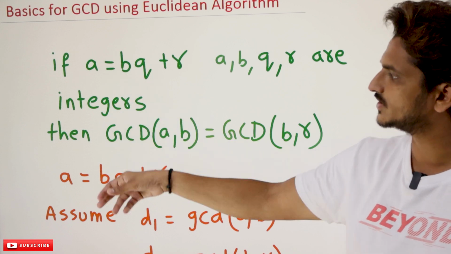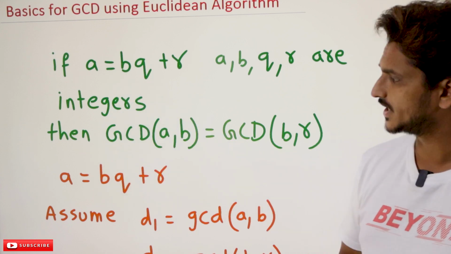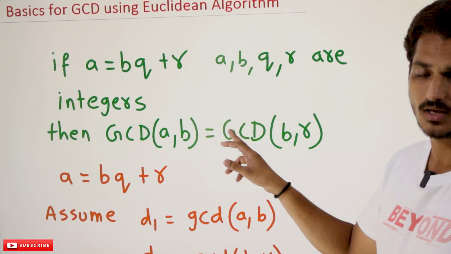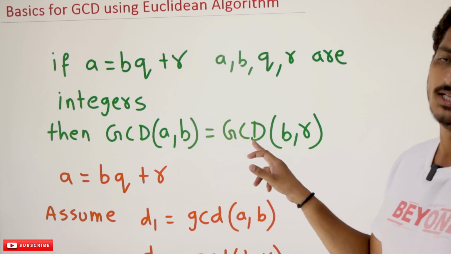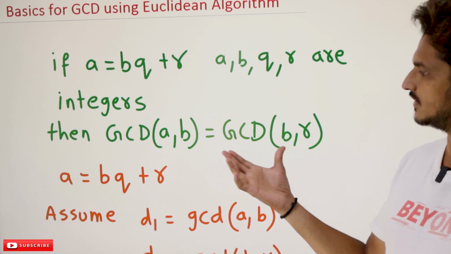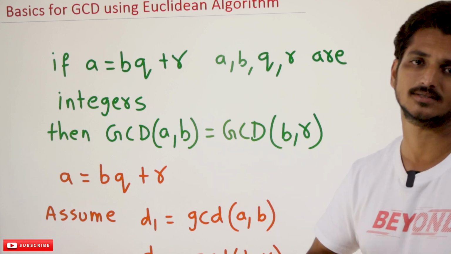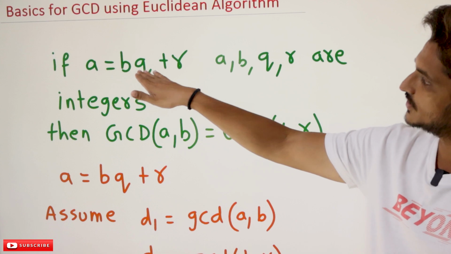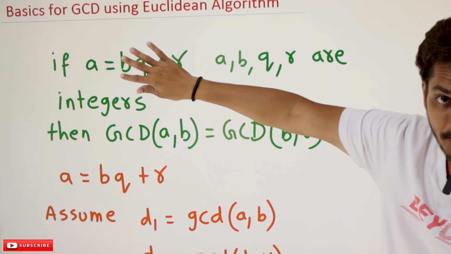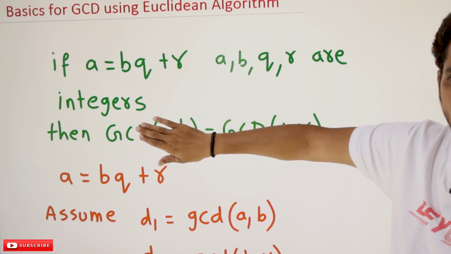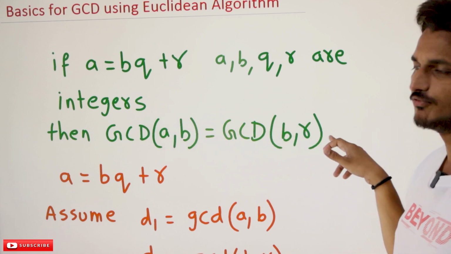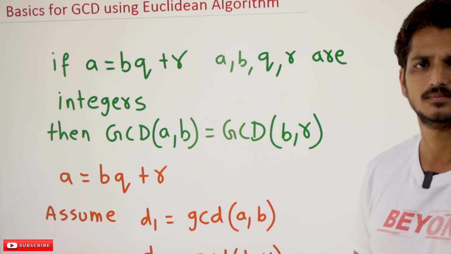If you take this equation, then we need to show that GCD of A comma B, GCD meaning greatest common divisor of A comma B, is equal to GCD of B comma R. This is what we are going to show in this class. If A is equal to BQ plus R, then we can show that GCD of A comma B is equal to GCD of B comma R.